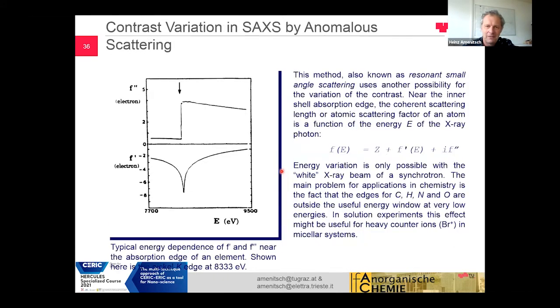Okay, you can do the same thing with X-rays also. There is this anomalous contrast where you change the energy of the incoming photons, and very close to the absorption edge, you have a very strong dependence of the real part of the scattering length for the electrons, and this can be used to change the contrast.